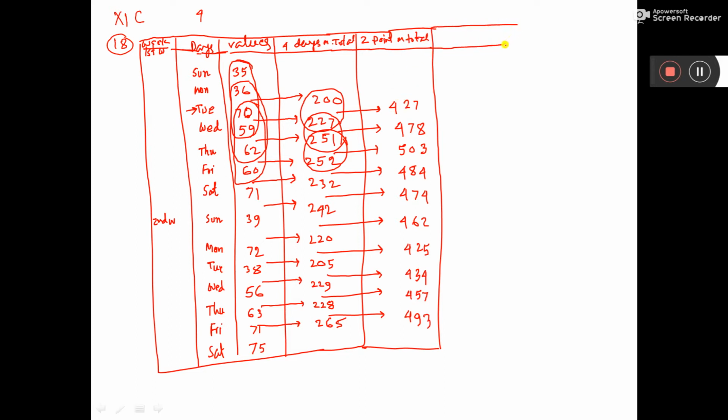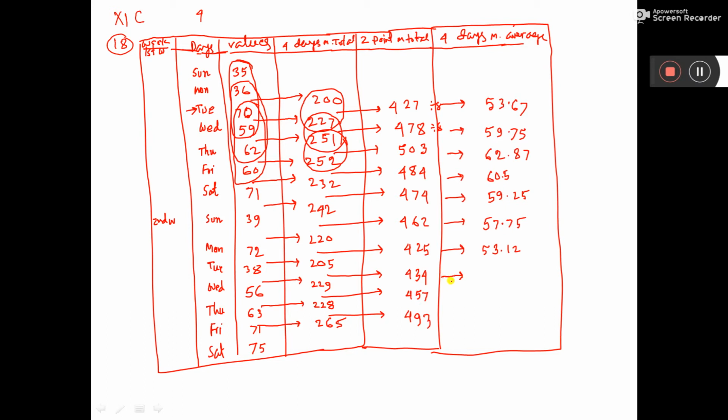Next, we have to write the 4 days moving average. So how to do the 4 days moving average? This value you see, we got after adding these 2. Now this one we got after adding 4, and this one also after adding 4. So this total, after adding 8, we have got. So divide by 8 and write here, and this one also divide by 8, this one also, all of these divide by 8 and write here.